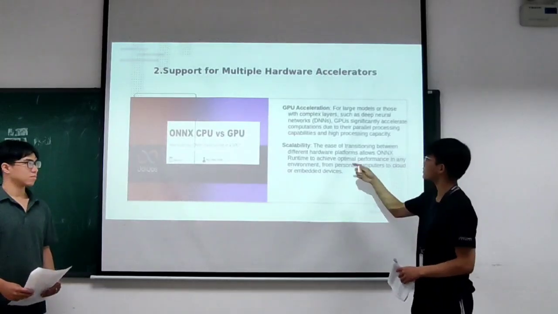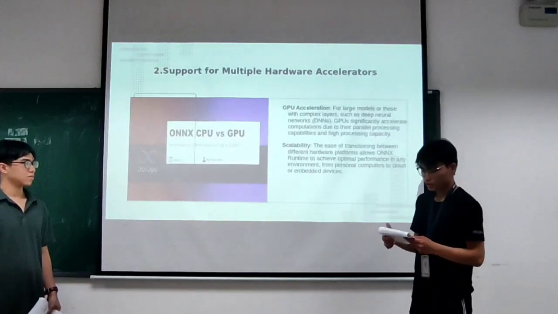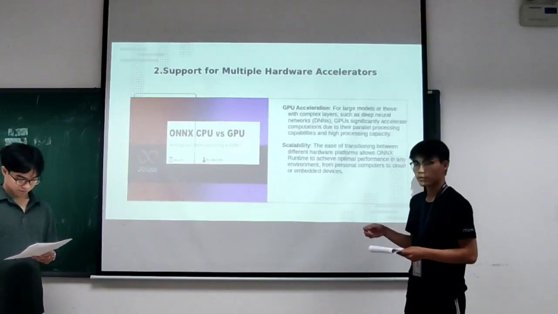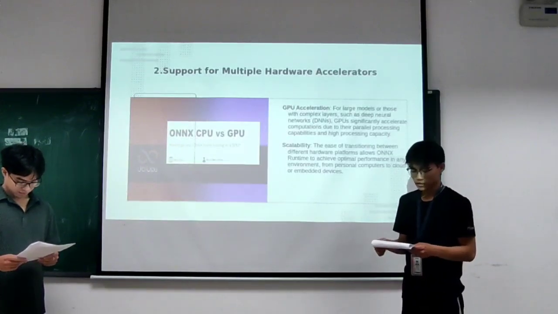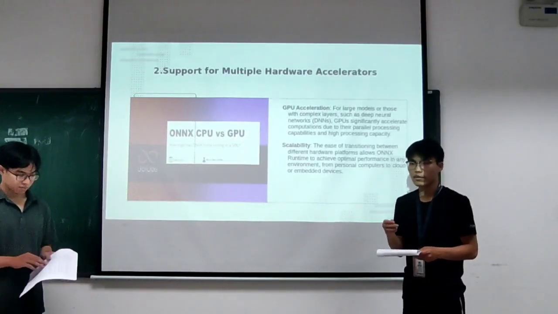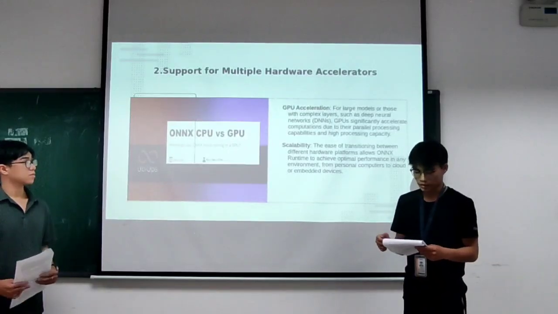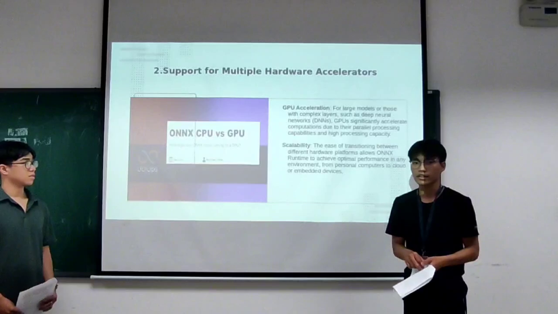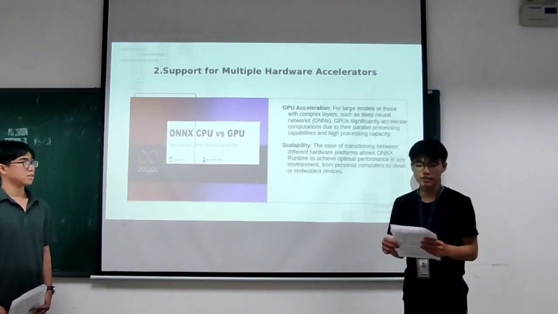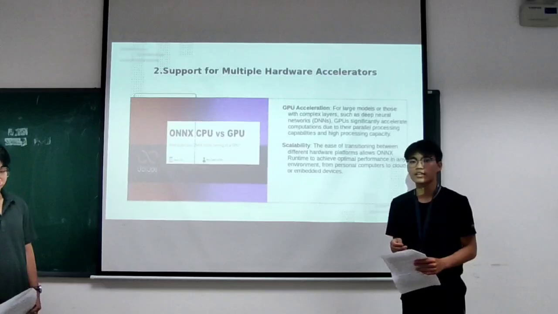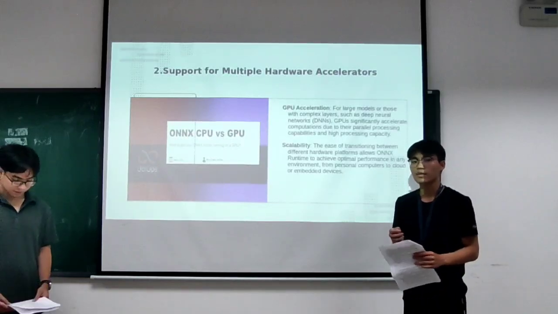GPU acceleration for large models. For large models with complex layers, such as deep neural networks (DNNs), GPUs significantly accelerate computations due to their parallel processing capability and processing capacity.